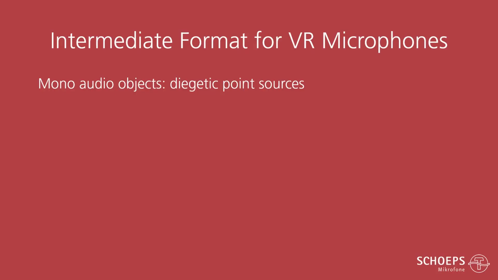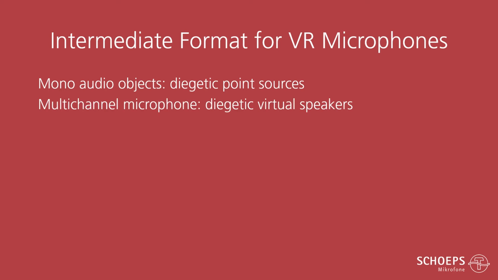So for mono audio objects, our intermediate formats are diegetic point sources, and for the multi-channel microphone signals, it's the so-called diegetic virtual speakers then. So this can be imagined like a real normal stereophonic speaker setup. So these stay in the room, and like if you would have your home entertainment system with surround speakers and everything, those are also staying in the room, and if you turn the head, they will stay at that place and will change their relation to your ears while you rotate or while you move around.